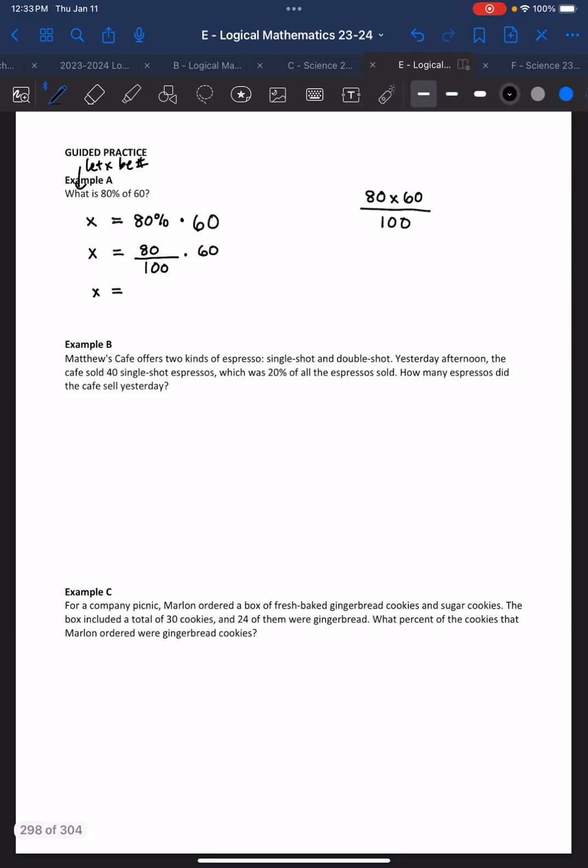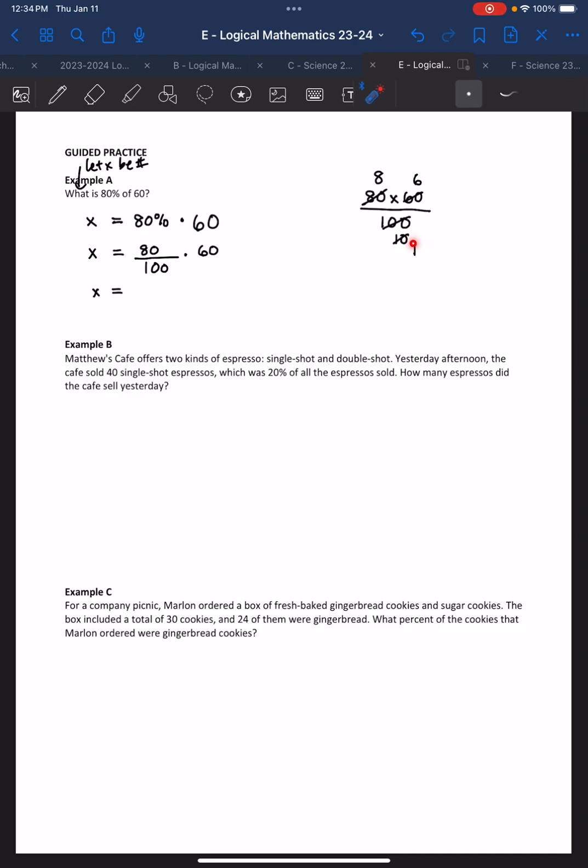Now I'm going to try to simplify this. Is there a number that can divide the numerator and denominator? 80 and 100? Yes, 10. So I get 8 here, and 100 divided by 10 is 10. Is there a number that can divide? I could keep on going with 8 and 10, but I'm going to do 60 and 10 because in my mind, they both end in 0, so that's easy to think about 10. So 60 divided by 10 is 6, and 10 divided by 10 is 1.